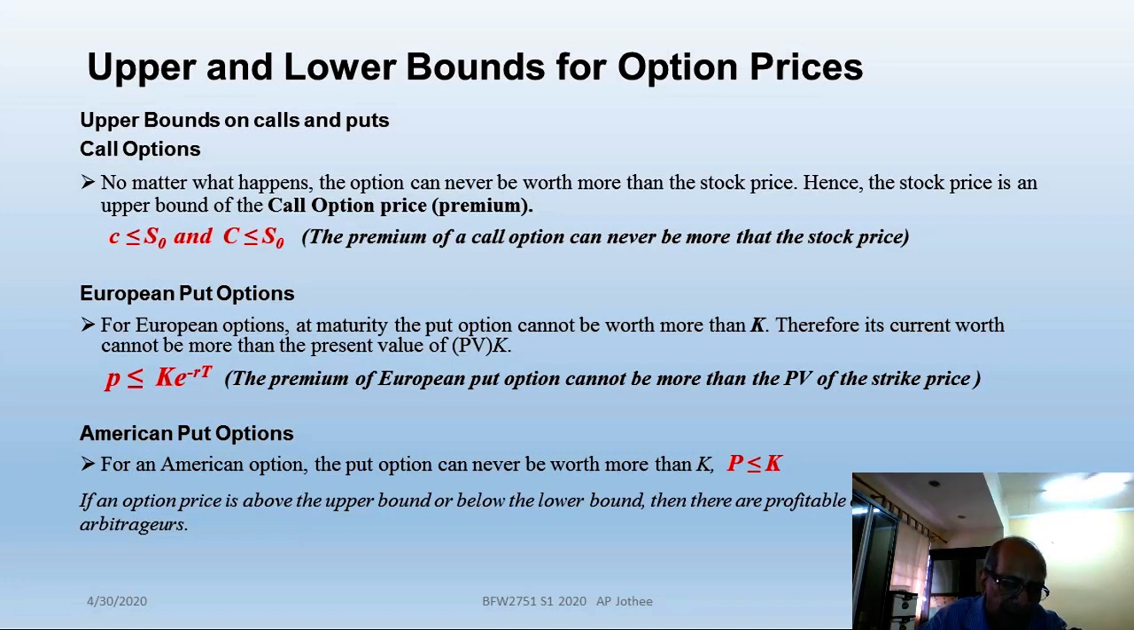If an option price is above the upper bound or below the lower bound, which you're going to learn afterward, then there are profitable opportunities for arbitrage. It will create more opportunities for arbitrage. Exploitation of arbitrage will come in, and of course fast. Although we made an assumption just now that there are no arbitrage opportunities, arbitrage opportunities do exist from time to time, but the assumption is that they do not persist too long.